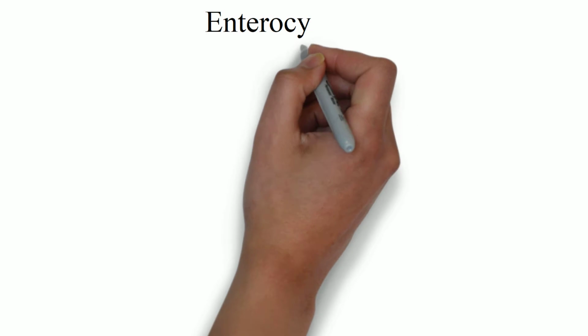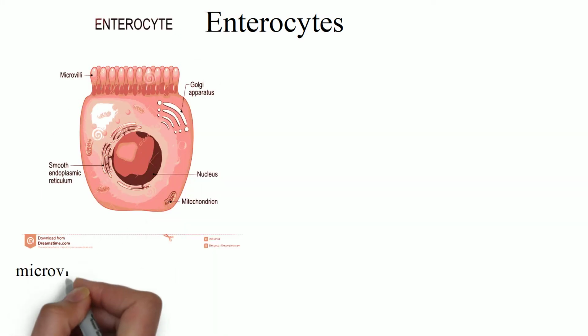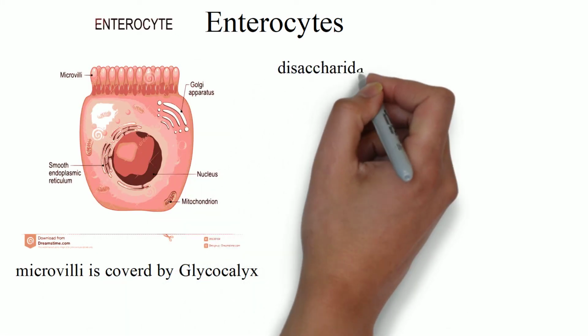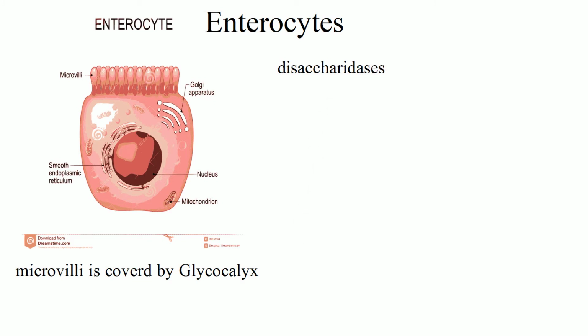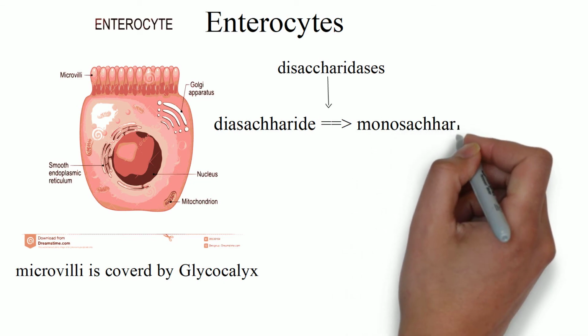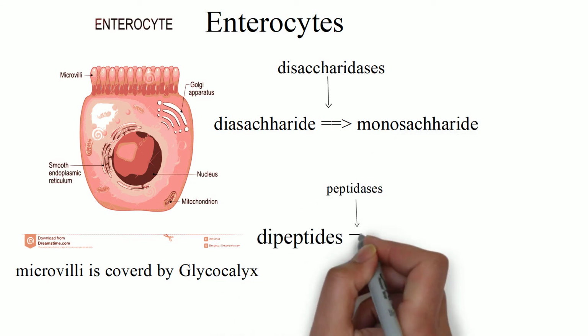Enterocyte cells. As you can see in the image, an enterocyte consists of microvilli covered by glycocalyx. The main function of this cell is that it produces two enzymes, disaccharidases and peptidases. Disaccharidases help in breakdown of disaccharides to monosaccharides, and dipeptidases help in breakdown of dipeptides to amino acids.